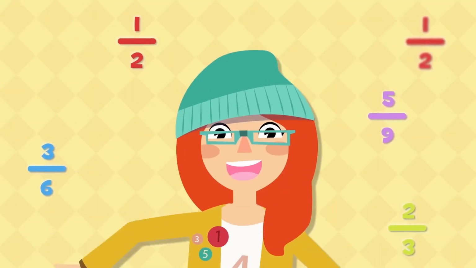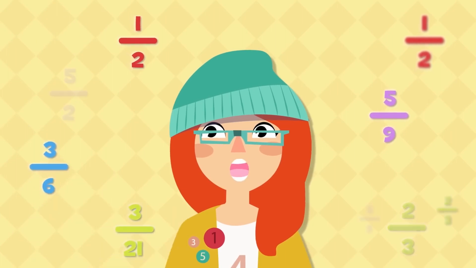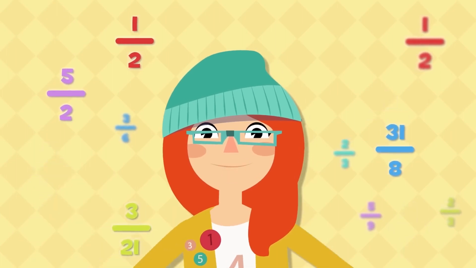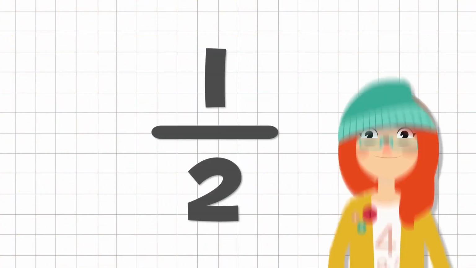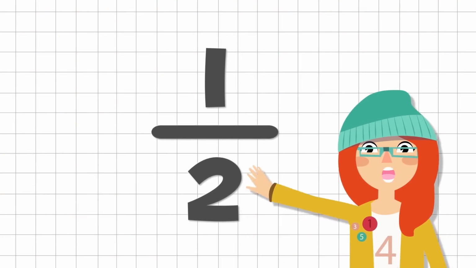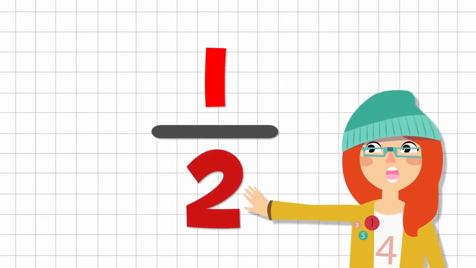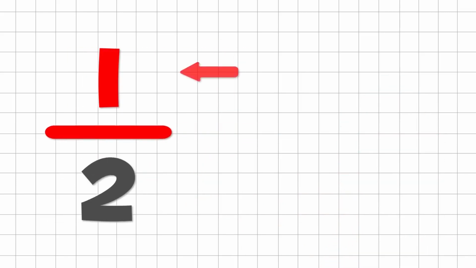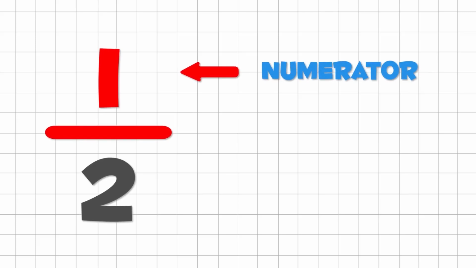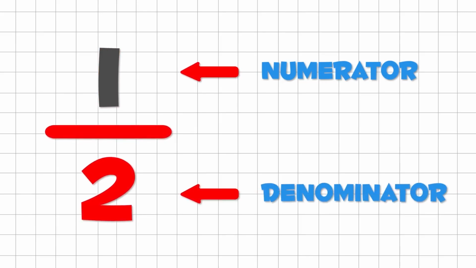Hello, math friends. Do you know what these numbers are? They are called fractions. Do you know how to read them? You don't? No problem. I'll explain it to you. Fractions are made up by 2 numbers, the number above and the number below. A line separates these numbers. The number above the line is called the numerator. Repeat after me, numerator. Well done. The number below the line is called the denominator. Can you repeat after me? Denominator. That's it.